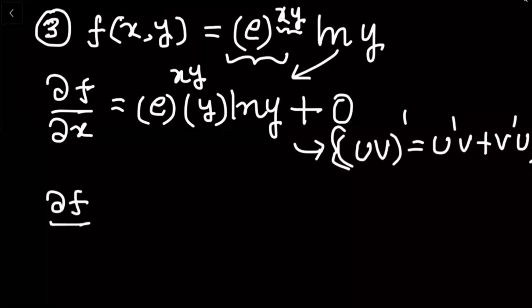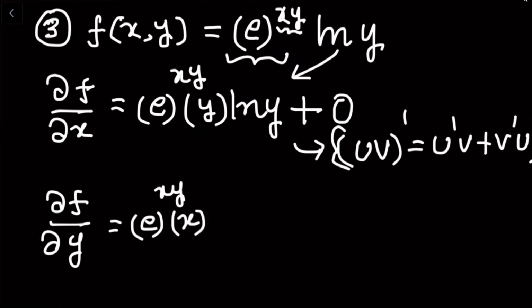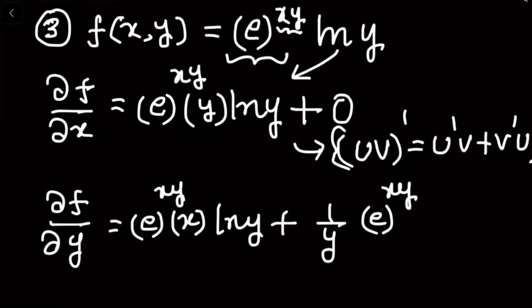And dou f by dou y will get e power xy times the differentiation of xy with respect to y, which gives x, times log y, plus differentiating log y with respect to y gives 1 by y times e power xy. This is what the problem looks like. Now, moving on to the fourth problem.